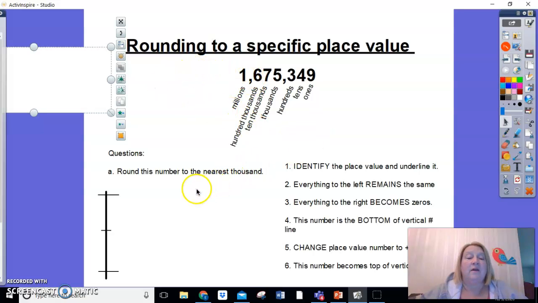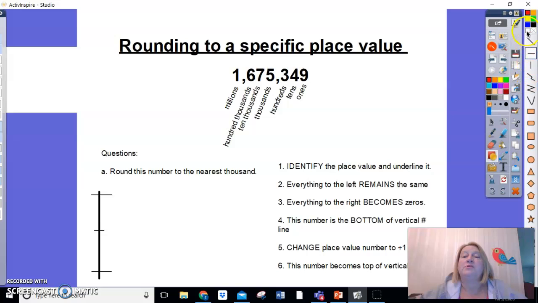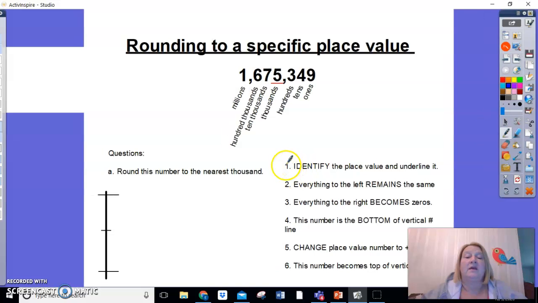So today we're looking at a question that says round this number to the nearest thousand. So what we're going to do is take a line and round the number to the nearest thousand. So we're going to make a line under our thousand place value. Our thousand place value is this 5 digit. Now, let's look. Identify the place value and underline it. Check. We did that. We can give that a check.